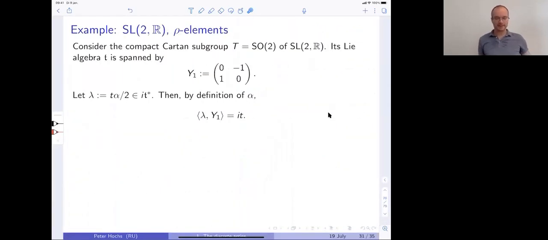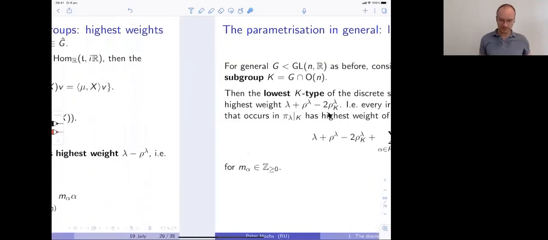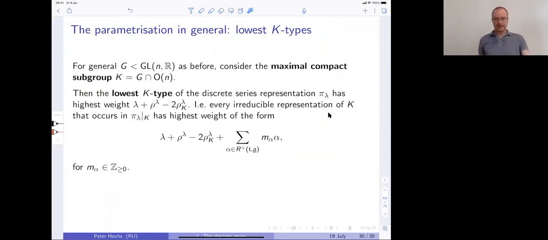Now for non-compact G, we define it in terms of compact subgroups. K, as I said, was G intersected with U(N), a maximal compact subgroup. Now, the characterization of pi lambda, the property that defines the correspondence, is that the lowest K type of pi lambda is this. And what does that mean?